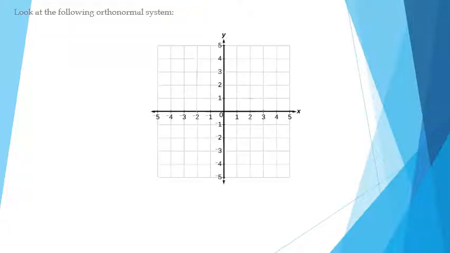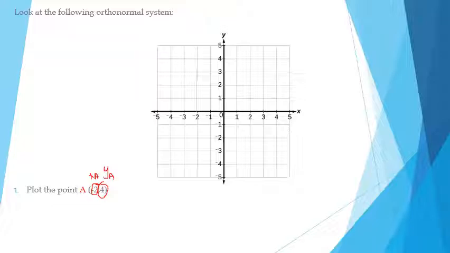Look now at the following orthonormal system. Here we join together the abscissa axis and the ordinate axis. I have to plot minus 2, 4. Minus 2 is called the abscissa of A, or the x of A. Why? The second number is the ordinate of A, or YA.